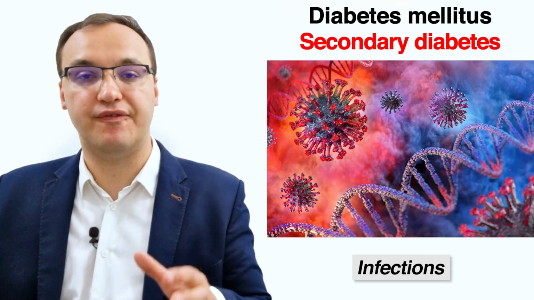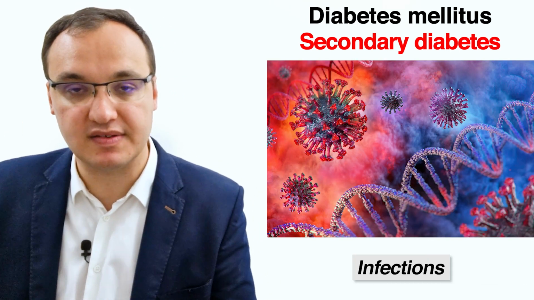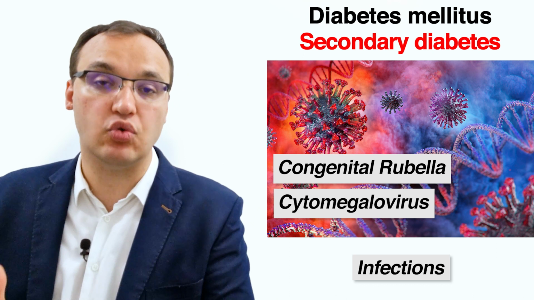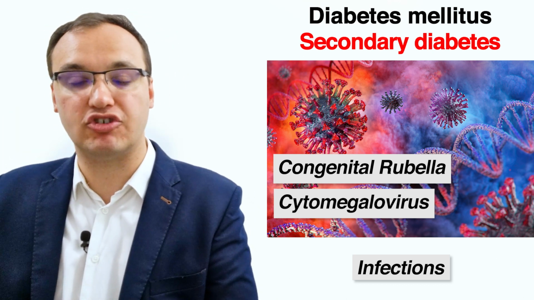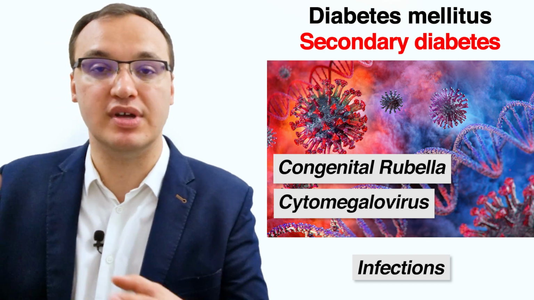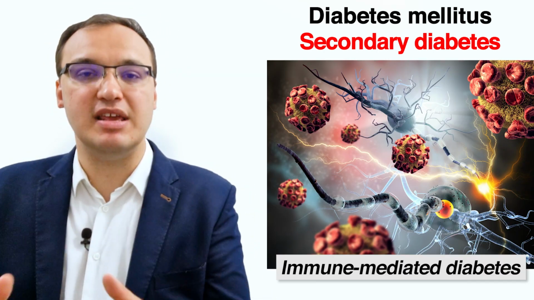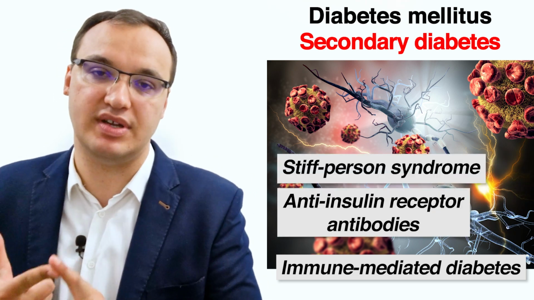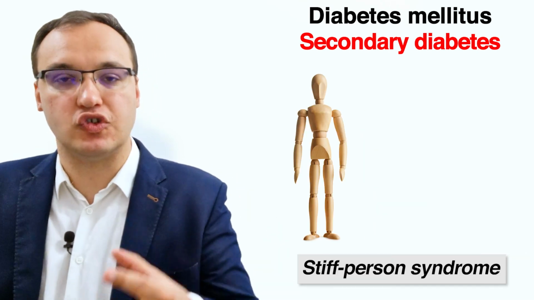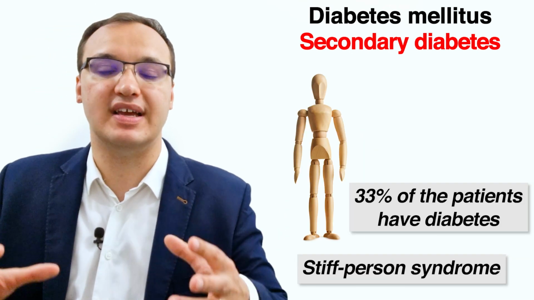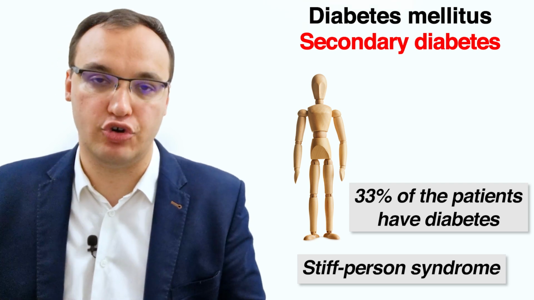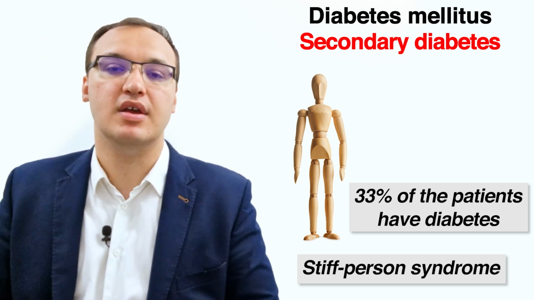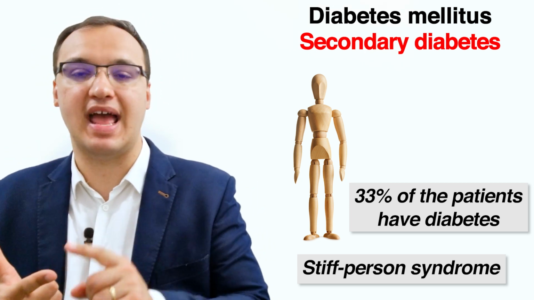On rare occasions, infections may also cause diabetes, and certain viruses such as congenital rubella and cytomegalovirus can cause diabetes either through direct beta cell destruction or hypothetically by inducing autoimmune damage. Rare immune-mediated diabetes has also been classified, and this includes stiff person syndrome and anti-insulin receptor antibodies. Stiff person syndrome is an autoimmune disorder of the central nervous system, where one third of the patients have diabetes. The trademark symptoms are progressive muscle stiffness and rigidity.